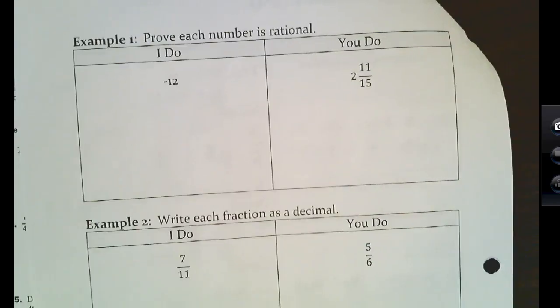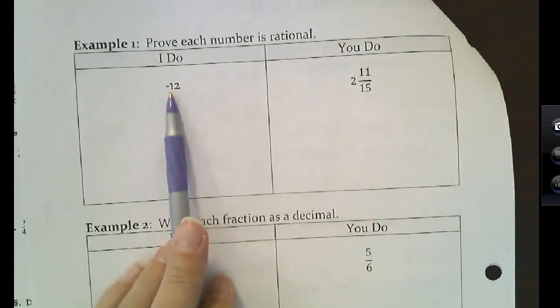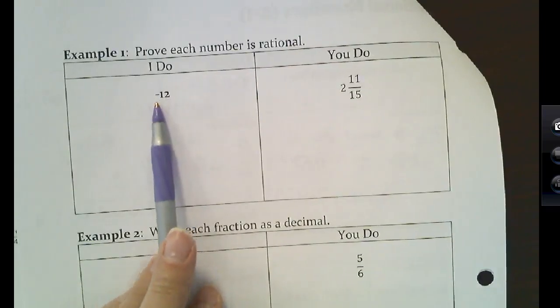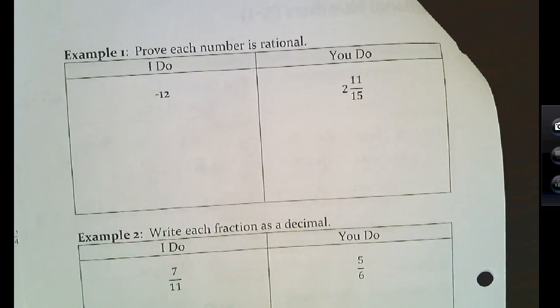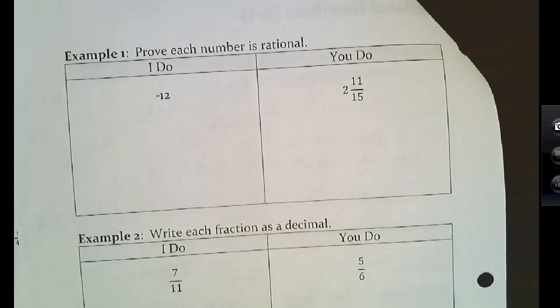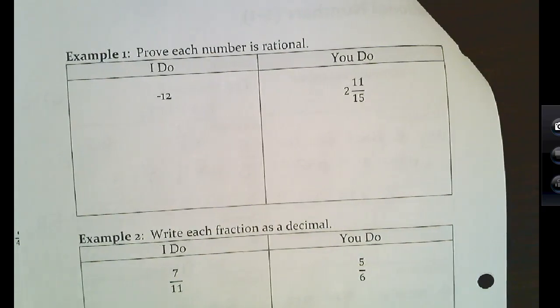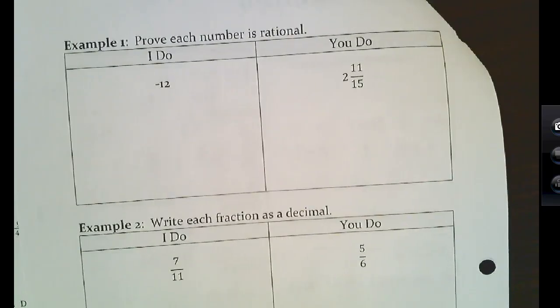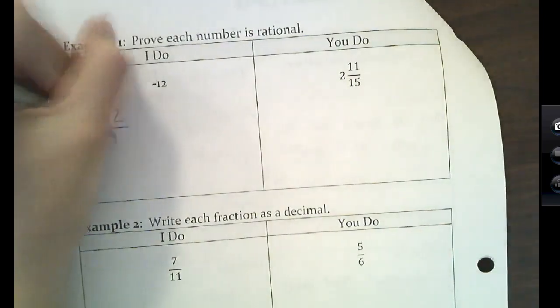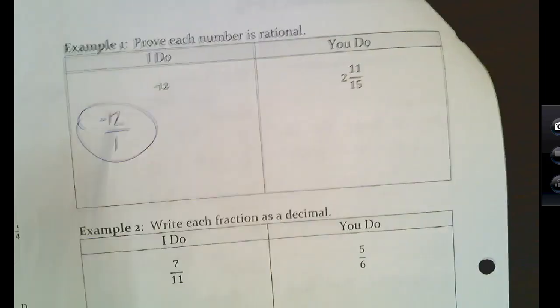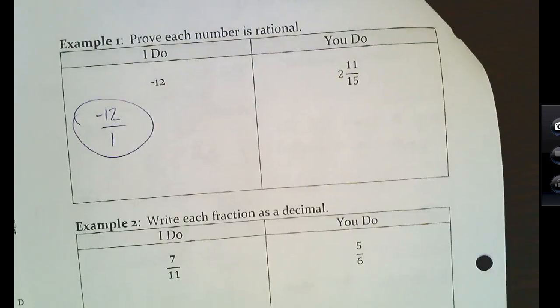In example 1, we have to prove that this is a rational number. A rational number is any number that can be written as a fraction. So if I want to prove that -12 is in fact rational, I have to write -12 as a fraction. Who thinks they could raise their hand and write -12 as a fraction for me? How do I write a whole number as a fraction to prove that it is in fact a rational number? -12/1. Very good. That's your proof right there that that is a rational number. Writing it as a fraction. All rational numbers can be written as fractions, so write it as a fraction.